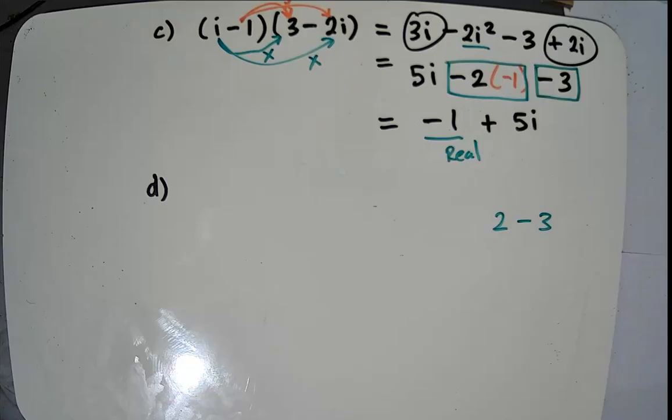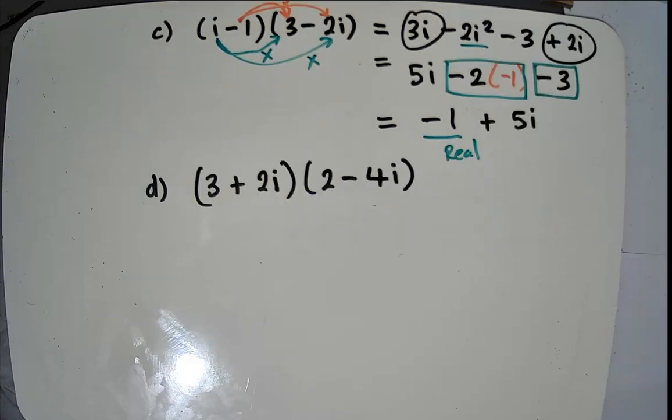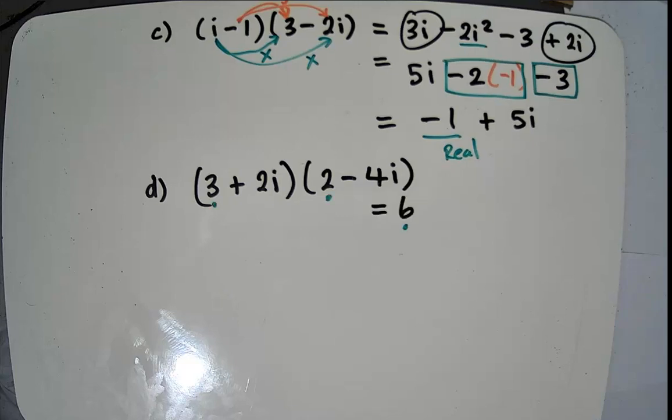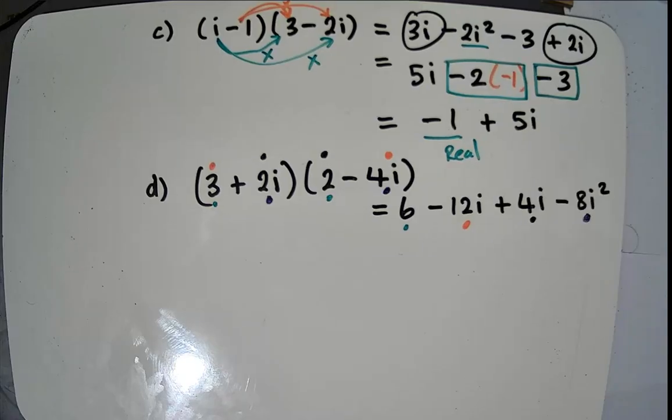Going on to D, we have a binomial times a binomial using the FOIL method. 3 times 2 equals 6. 3 times -4i is -12i. 2i times 2 will give us plus 4i, and multiplying the last terms, plus 2i times -4i will give us -8i squared. Now the like terms are in the center, which is -12i plus 4i.